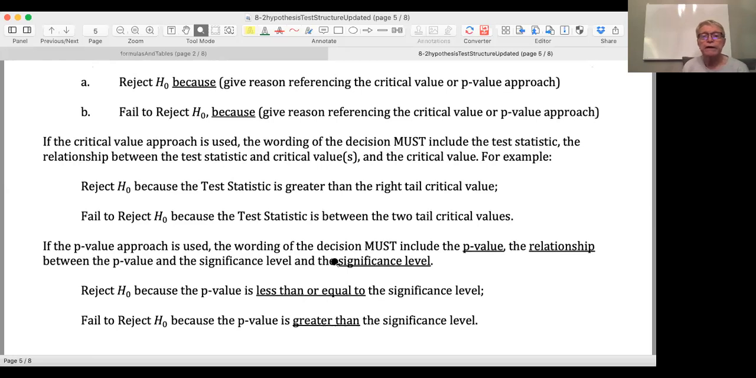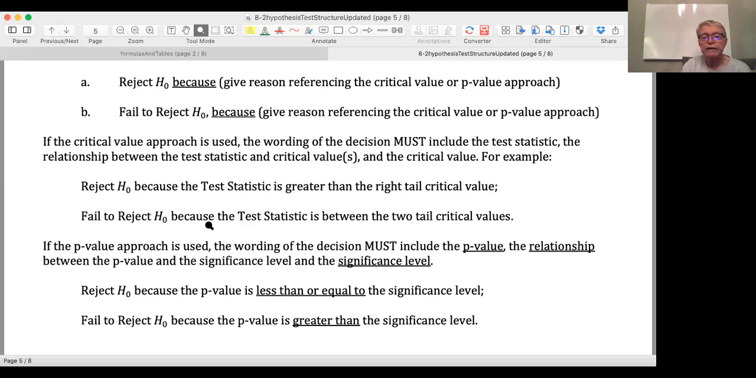And here are some examples. If we were using the critical value approach, we might have an example where we reject H0 because the test statistic is greater than the right tail critical value. In other words, we would take the actual test statistic value and say this number is greater than, and the right tail critical value is the number we would put here instead of the words right tail critical value. So we're going to use numbers in our decision.